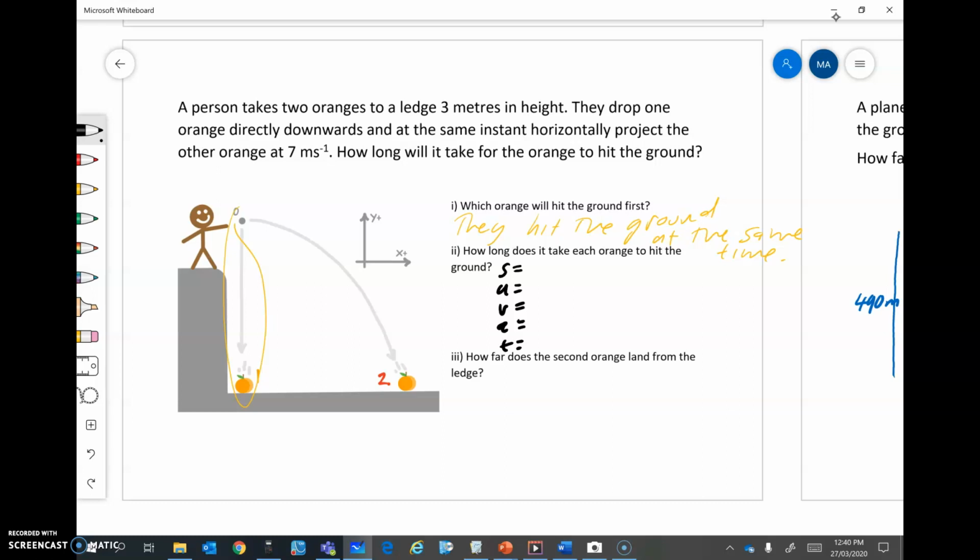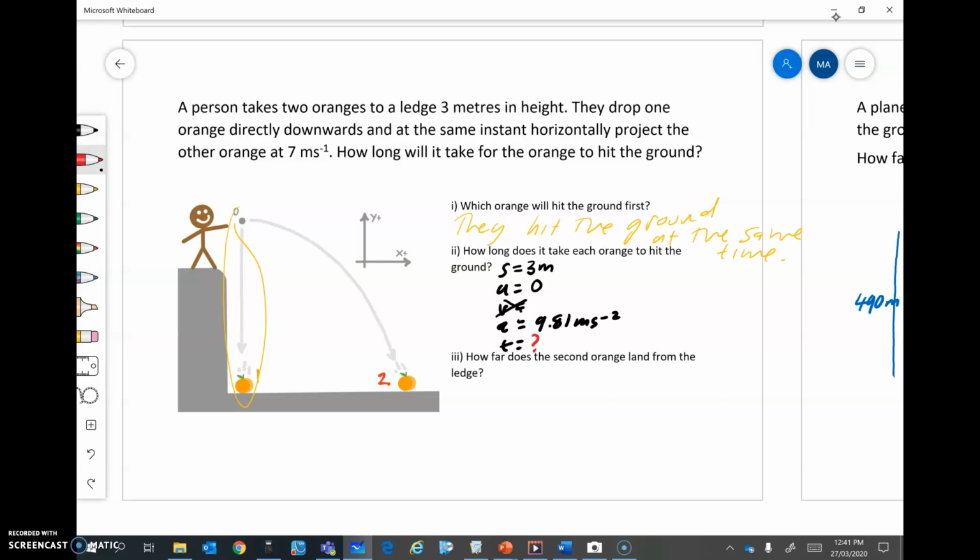Okay, so I'll try it now. The height is 3 meters, so that's our displacement. If an object is dropped, it starts at 0 meters per second. We're not really interested in the final velocity. We know that it'll accelerate towards Earth at 9.8 meters per second squared, and the time is what we want to find.